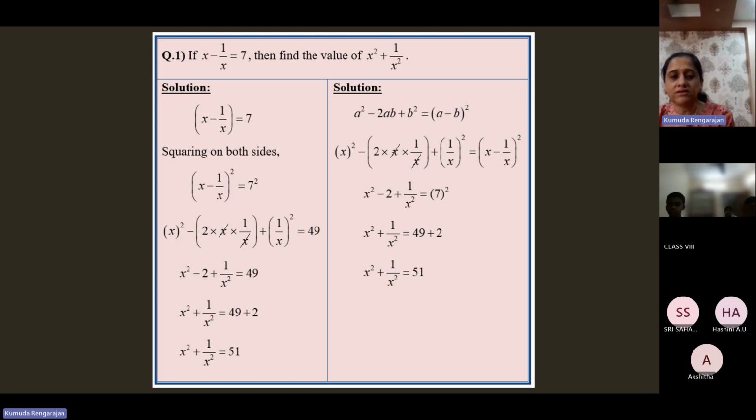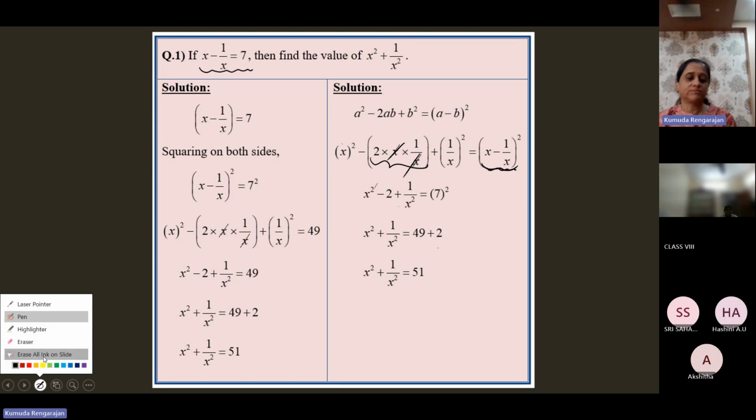All right. So then x and x get cancelled. So you have x squared minus 2, this is minus 2, plus 1 by x squared is equal to, what is x minus 1 by x? X minus 1 by x is 7. So 7 squared, which is 49. And then the minus 2 goes to the other side as plus 2. So x squared plus 1 by x squared is equal to 51.